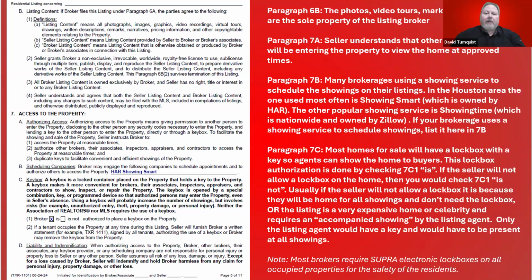All right, down to paragraph 7. This just tells the seller, hey, you know what? People are going to be coming into your home. You need to be aware of these things. So the seller understands that not only will buyers be coming in, but other agents, and they're probably going to have access to the property as well, using lock boxes or things like that.